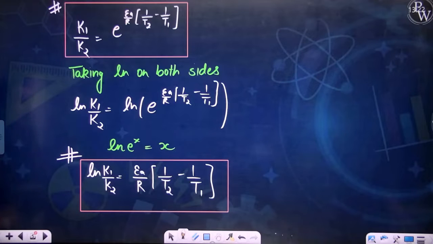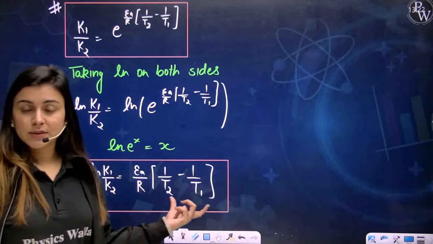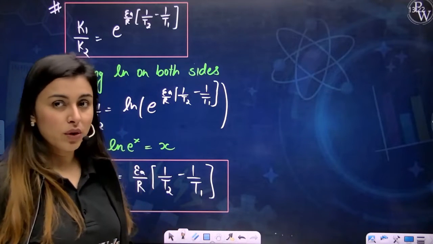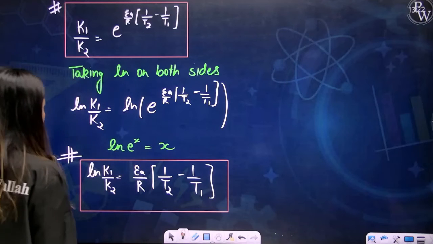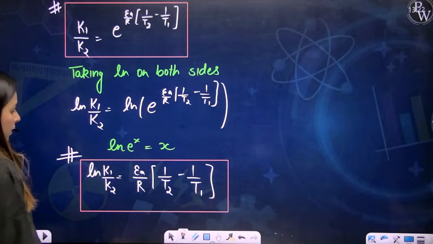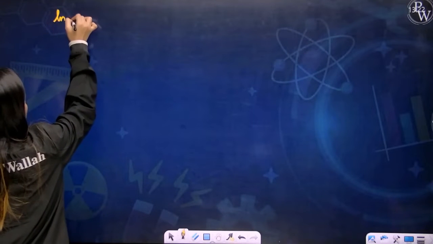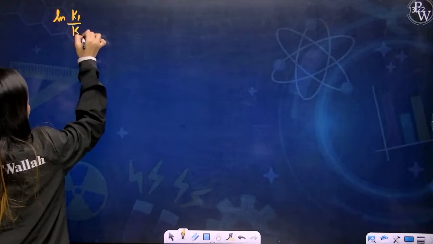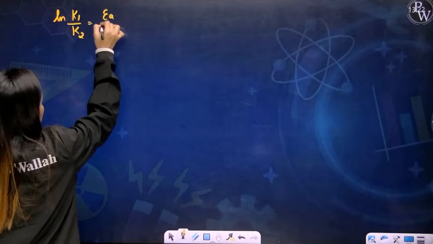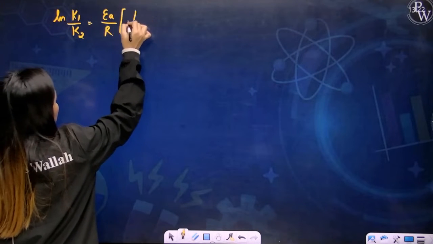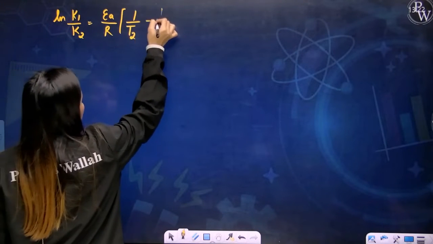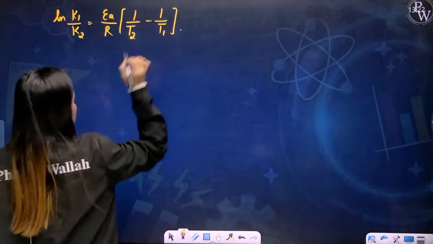Now, we'll be using this particular expression to understand a few things. So, just see it. Now, I'll write the expression. ln of K1 by K2 is equal to Ea by R times (1 upon T2 minus 1 upon T1). Okay, this is the expression.